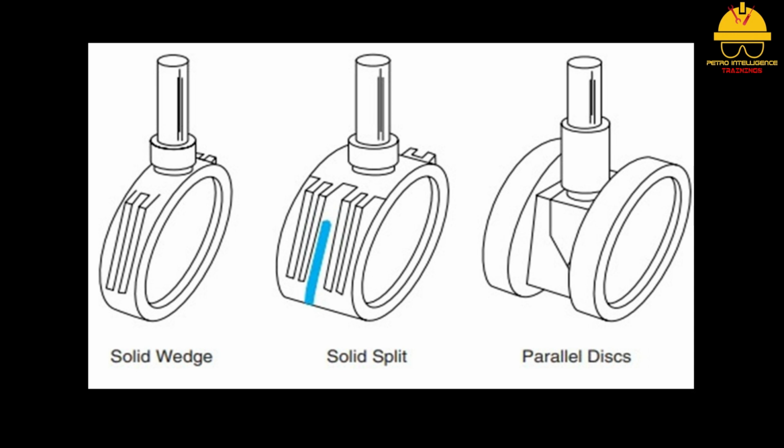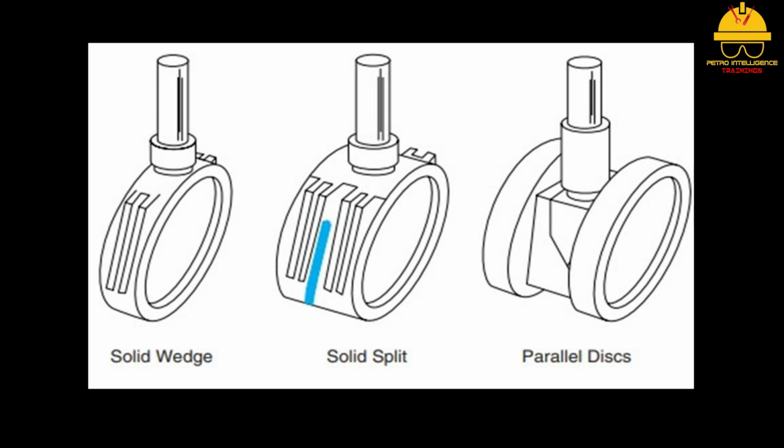The solid split gate is designed like the solid wedge but has a split element feature that makes it operate like a double disc. The split, non-jamming feature lets this type of gate handle higher temperatures than the solid wedge. Fluid pressure is used to seat this type of gate.